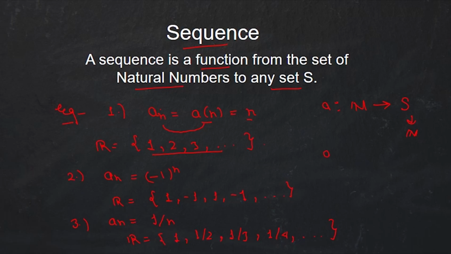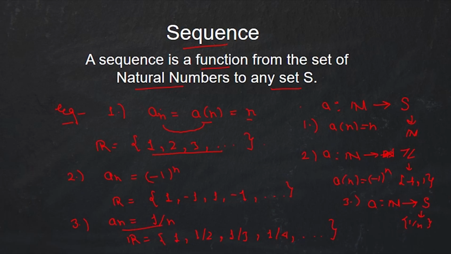In the first example, my a was a of n is n, right? In the second example, my a was from the set of natural numbers, no, not to the set of natural numbers, it is to the set of integers. Basically it was minus 1 comma 1, right? And my a_n was minus 1 to the power n. In my third example, my a was from the set of natural numbers to a set S, where S is of the form 1 over n, right? And a_n was my 1 over n.